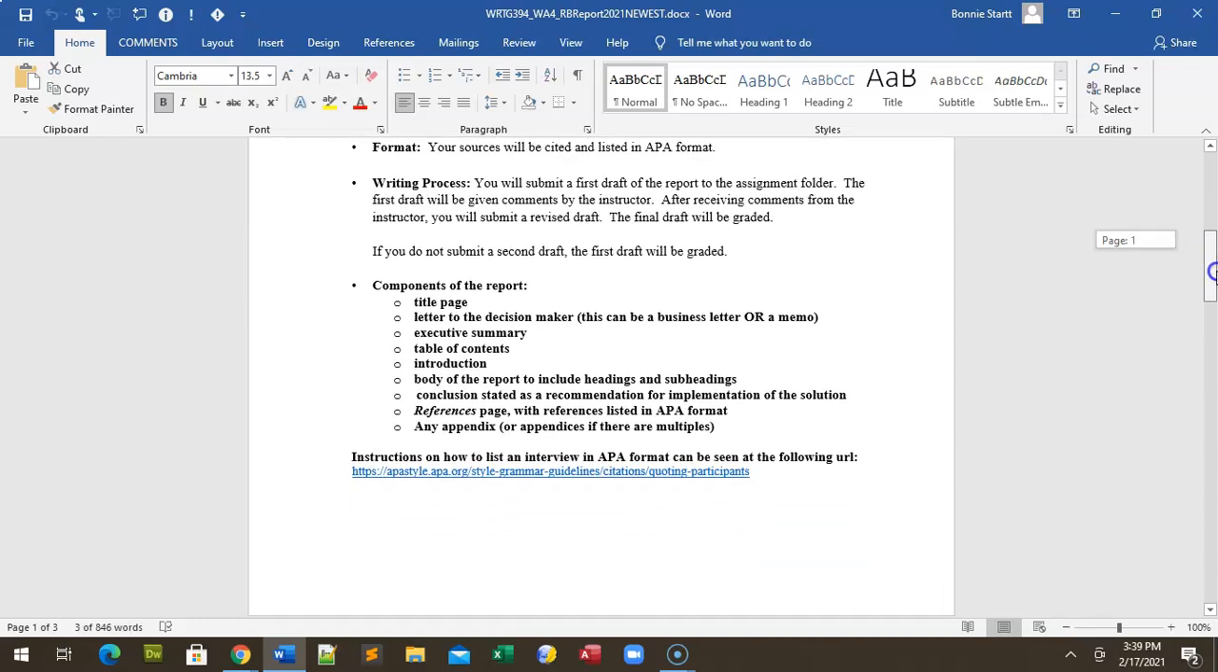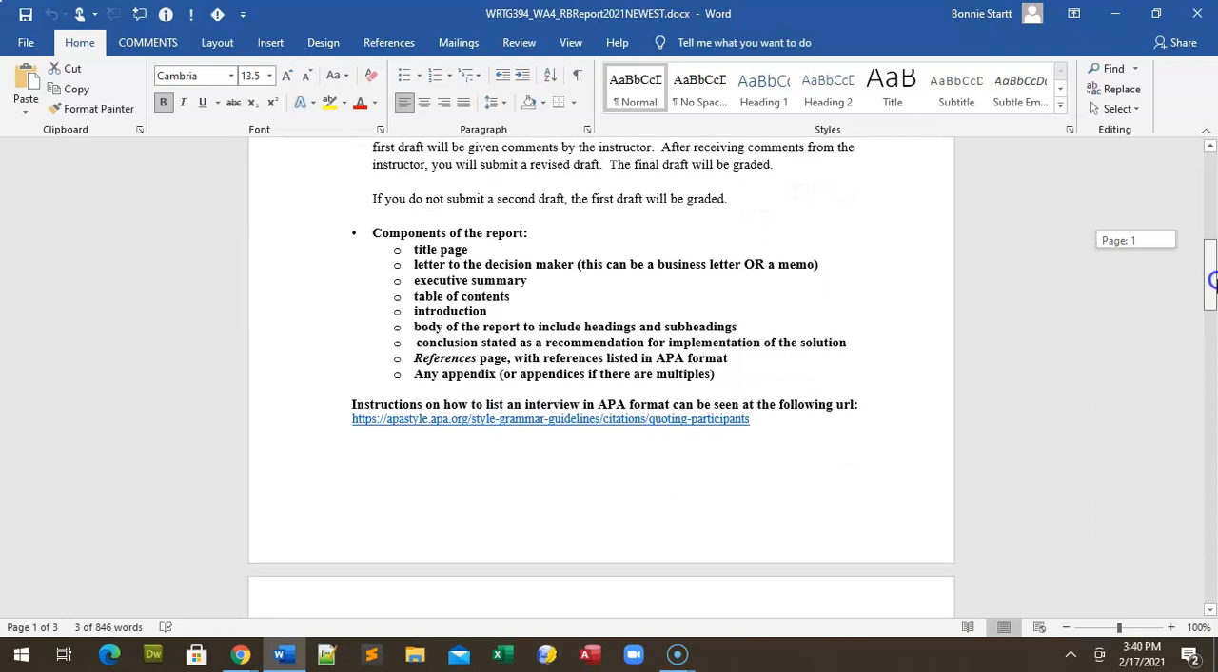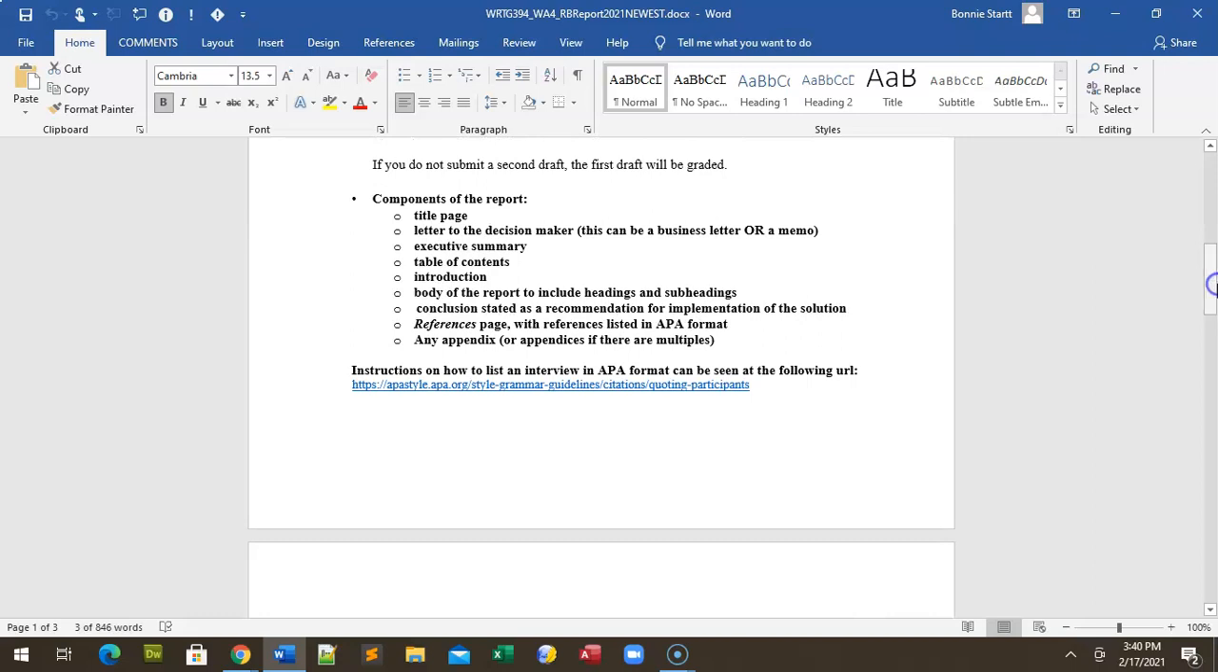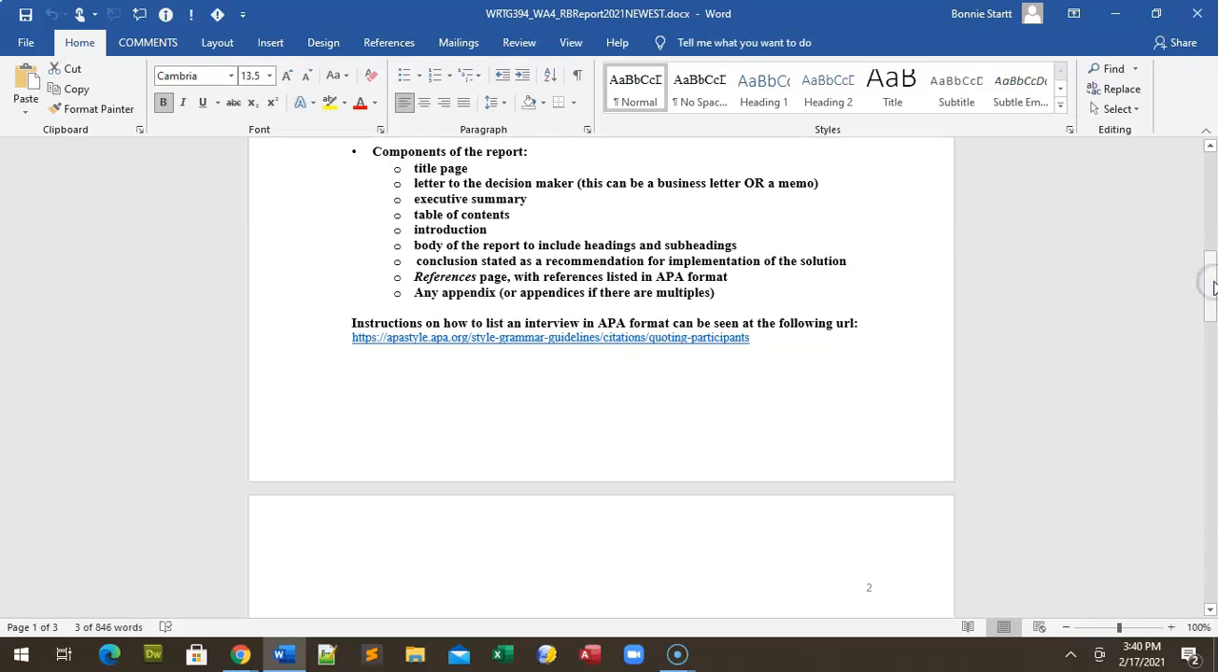Your writing process, make sure you get your first draft into me this week. If you do not give me 2 drafts, the first draft is the one that will be graded. Your components of your report, it will include a title page, a letter to the decision maker. It might be a letter or it might be a memo. It will be an executive summary, your table of contents, your introduction, the body of the report, including headings and subheadings. Please make sure you got those in there. Your conclusion, your references page, where things are listed in APA format.